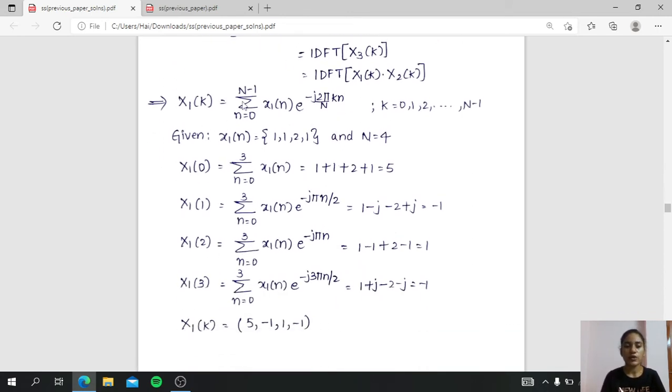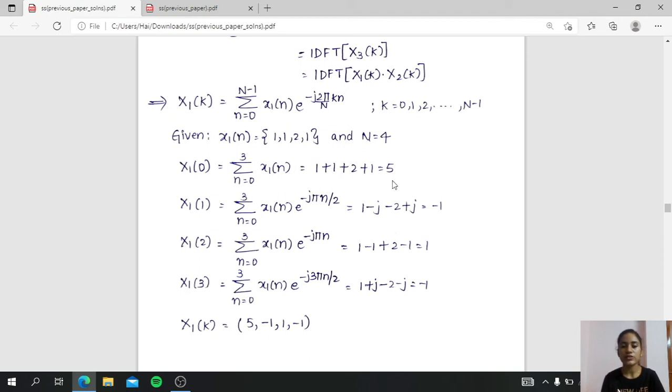So the formula for x1 of k is equal to summation n varying from 0 to N minus 1 x1 of n e power minus j 2 pi by N kn. So your k values vary from 0 to N minus 1. So this is your x1 of n sequence. You have 4 elements here, so your capital N is equal to 4. So you'll have x1 of 0, 1, 2 and 3. N varying from 0 to N minus 1, your N is 4, so N minus 1 will be 3, x1 of n, so e power 0 will be 1.